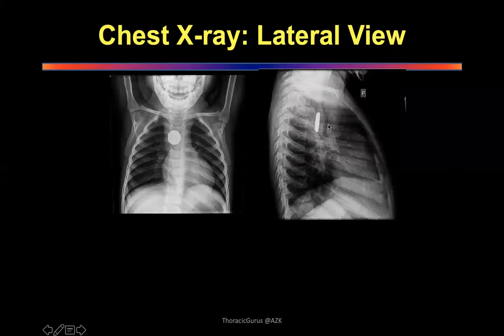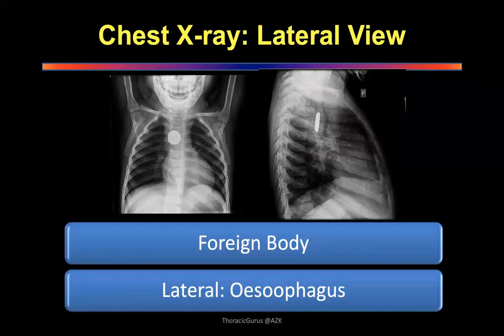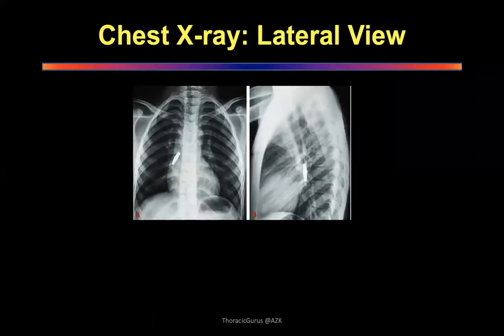But look here. Here you can very clearly see the highlight of the trachea. Can you see that? So the trachea is in front. Hence, this foreign body is behind the trachea. Hence, it is in the esophagus. Yeah? Okay.